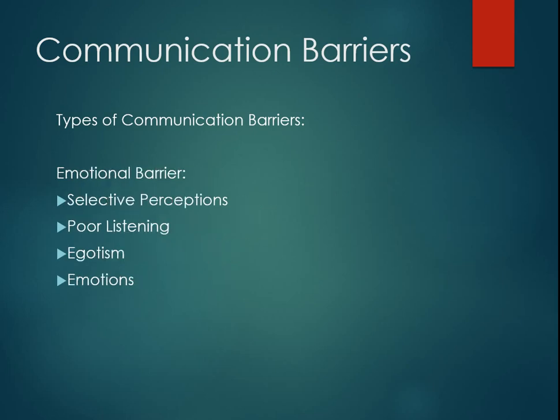So here we are having the emotional barrier. In the emotional barrier, first of all, we have selective perceptions. For example, we listen to what we want to listen to. If I am not willing to listen to anything, I will not pay attention. In this way, the communication will not remain successful, and rather it will be an ineffective communication.